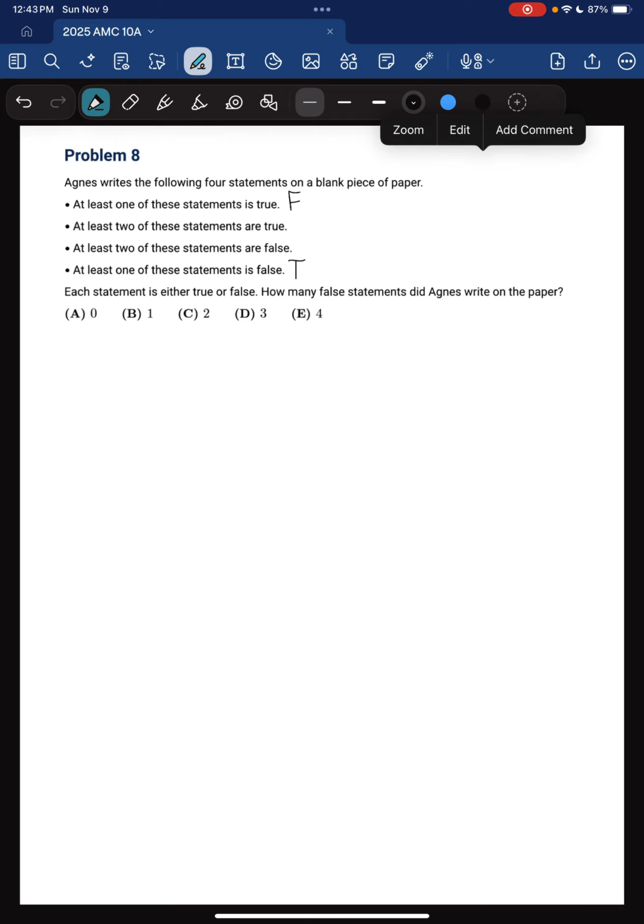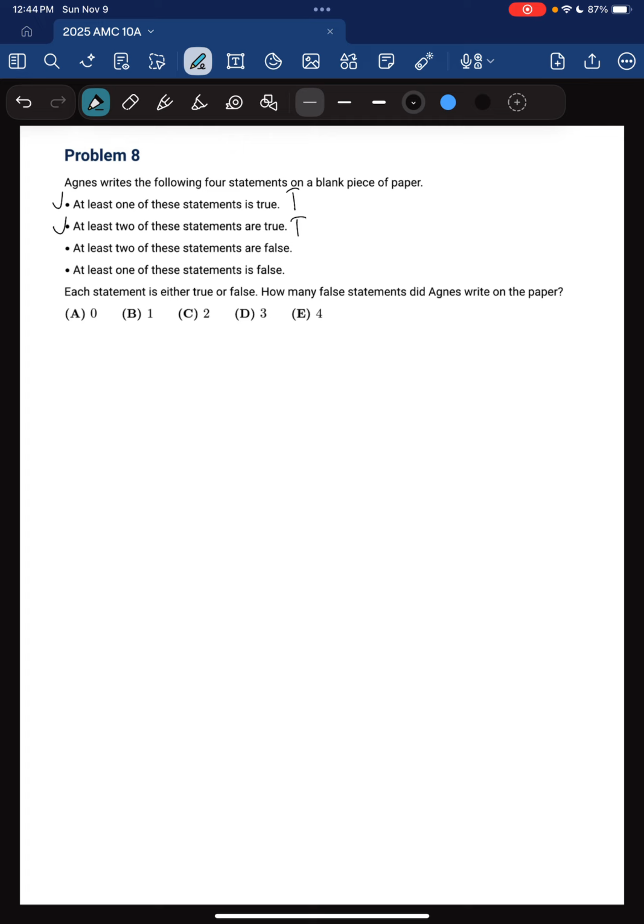But then there's a contradiction because then at least one of the statements is true. So therefore, the first one has to be true, which makes sense, right? At least one is true. We're all good with this one. At least 2 of these statements are true. Well, let's look at the same thing. Well, if this was false, then the bottom one is true because that's false. And oh, look, 2 of the statements are true, so this contradicts itself again. So therefore, this one has to be true as well.